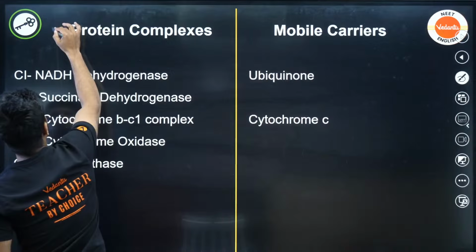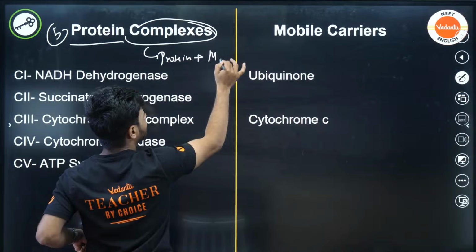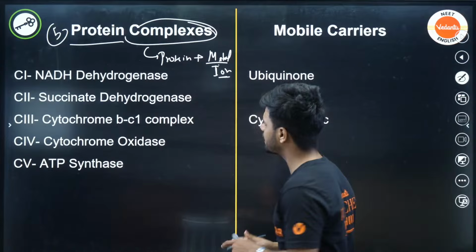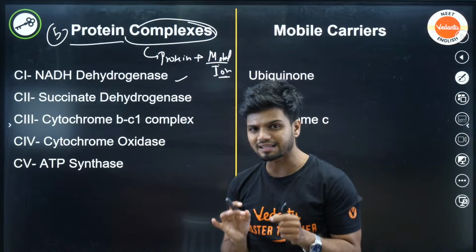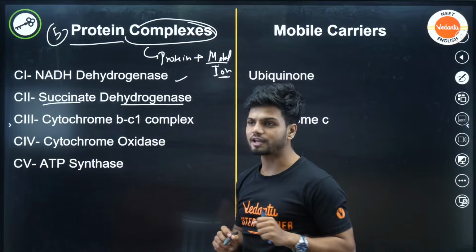What is the meaning of complex? Complex means proteins plus certain metal ions. In total there are five complexes. Please write down this. The first complex is your NADH dehydrogenase. The second complex is your succinate dehydrogenase. The third one is your cytochrome BC1 complex.